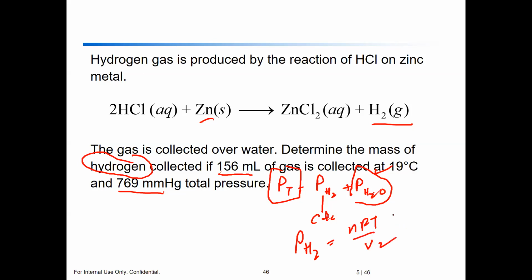Do I know the volume of my gas? Yes. Do I know the temperature? Yes. Do I know R? Yes. So then I solve for n. Once I solve for n, then I know how many grams I have, right? Because once I know the moles, I know how to convert moles into grams, right?